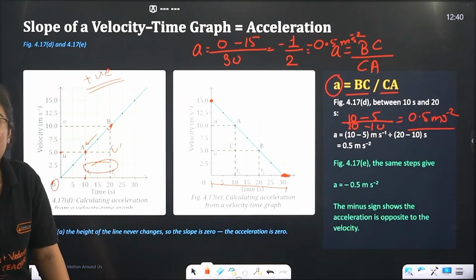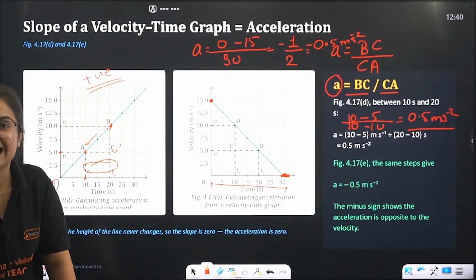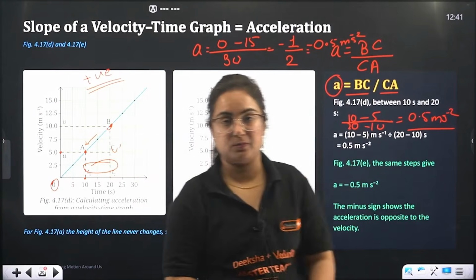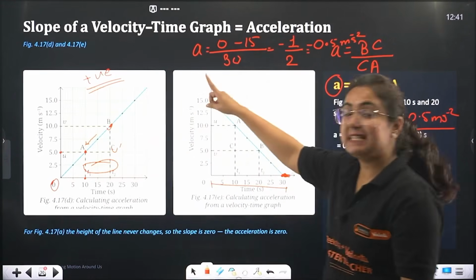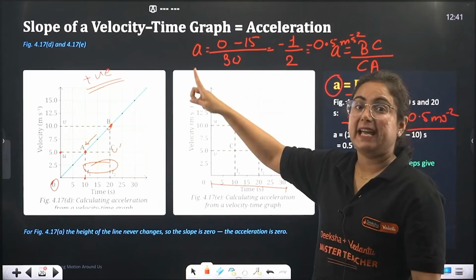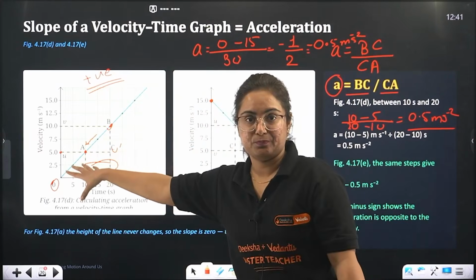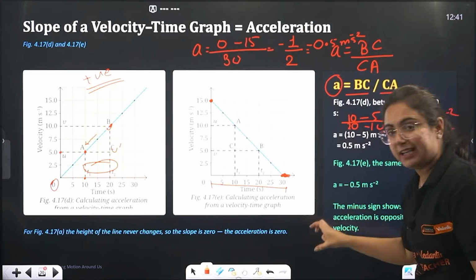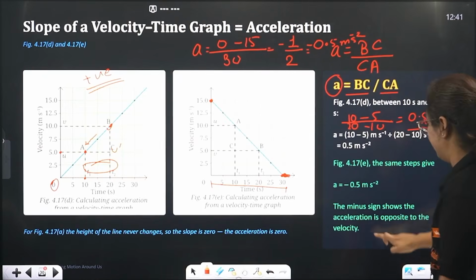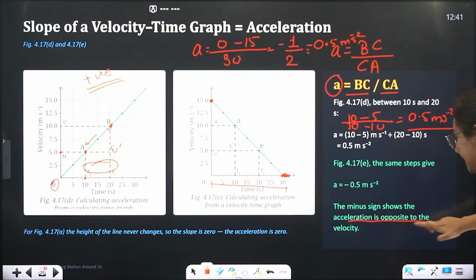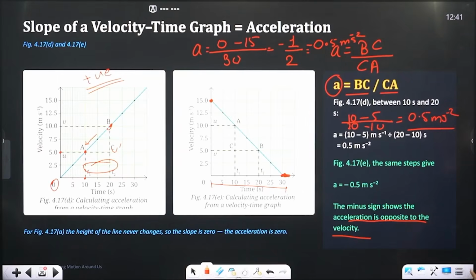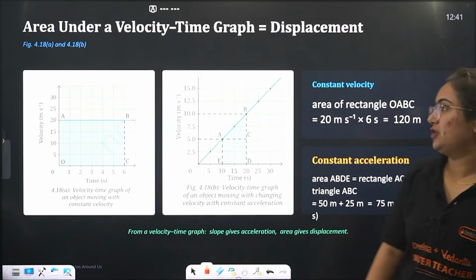And this is how we calculate acceleration. When velocity is increasing, acceleration will remain constant but positive. Here there is retardation, it will become negative because direction is changing.